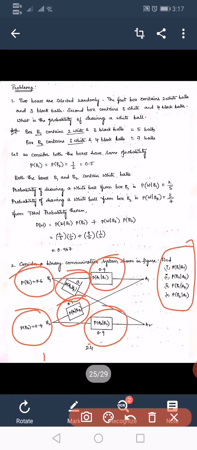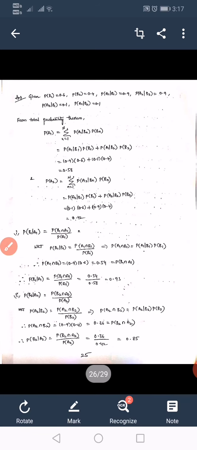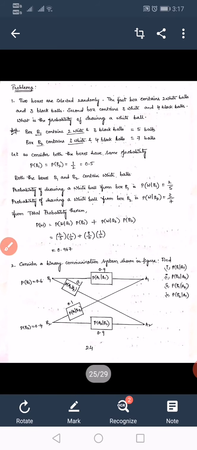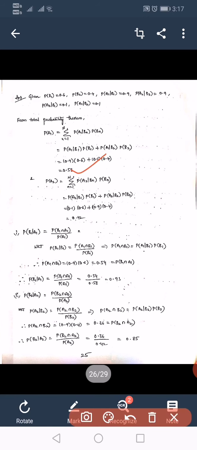So these four we have to find out. We don't know the values of P of A1 and P of A2, but we know P of B1 and P of B2. So before finding these, we need to find P of A1 and P of A2 according to the total probability theorem. P of A1 is the summation, n equal to 1 to n, of P of A1 given Bn into P of Bn. So P of A1 given B1 and P of B1, P of A1 given B2 and P of B2, these values are already given in the problem itself. Substitute the values and find out P of A1 and P of A2.